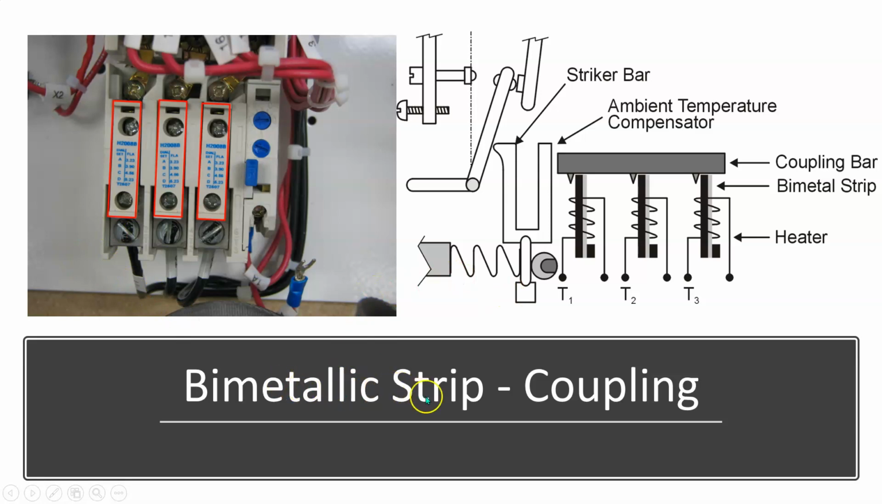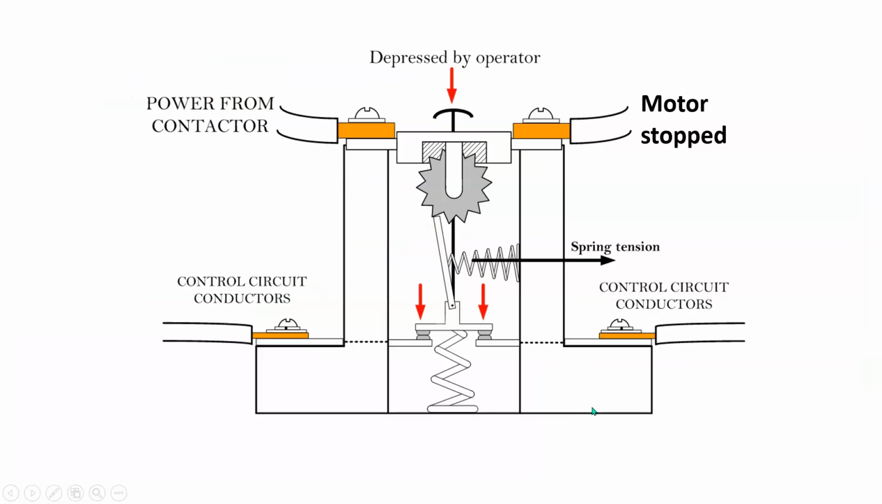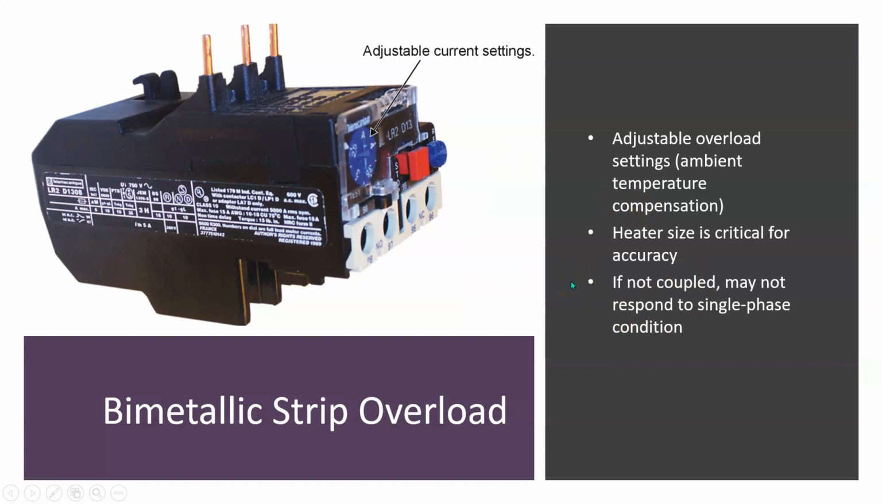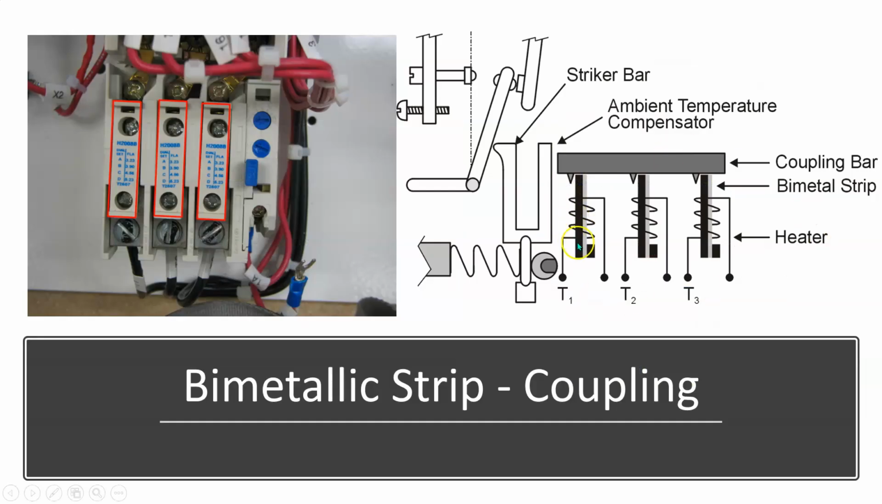Okay, and then we have bimetal strip coupling. This is what they're talking about here. If they're not coupled together, you might not be able to protect against a single phase condition, which is again where one of your phases is gone, but your motor's starting or trying to still run. So here we have phase 1, phase 2, phase 3. We've got our bimetal strips for each one, and a heater which is wrapped around each one of those bimetal strips. Then we have a coupler bar, which is coupling all of those strips together. So if one of them moves, that means they're all going to move.